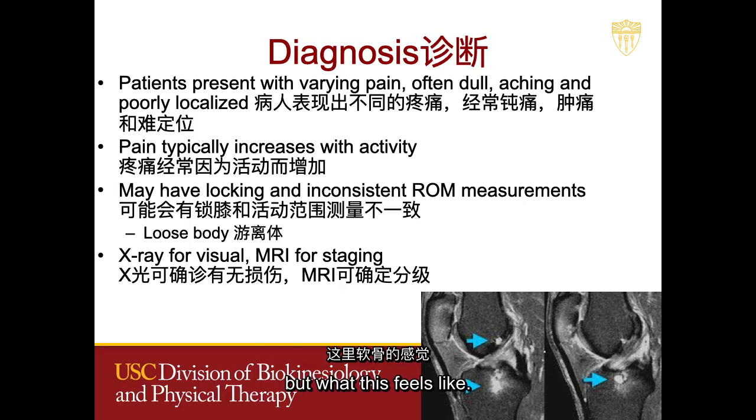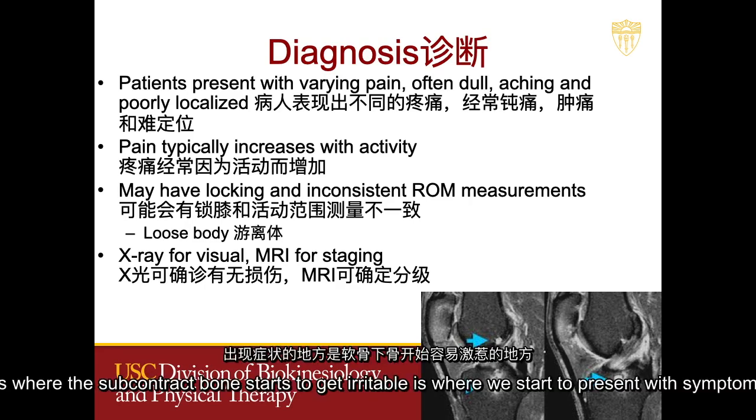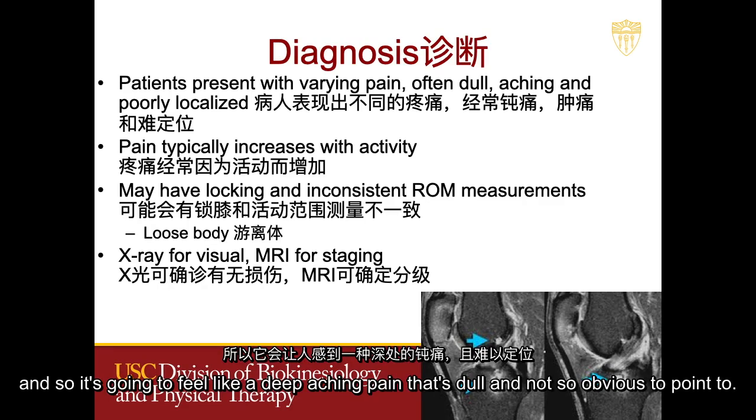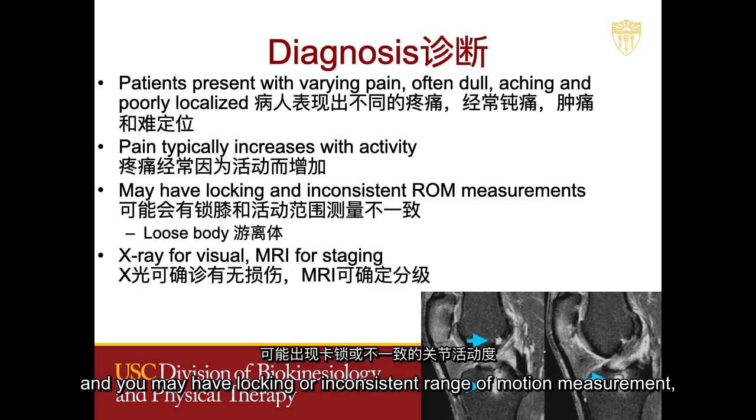But what this feels like is more like a bone problem, because it's kind of deep. It's where the subchondral bone starts to get irritable, is where we start to present with symptoms. And so it's going to feel like a deep aching pain that's dull and not so obvious to point to. That pain increases with activity, and you may have locking or inconsistent range of motion measurement.